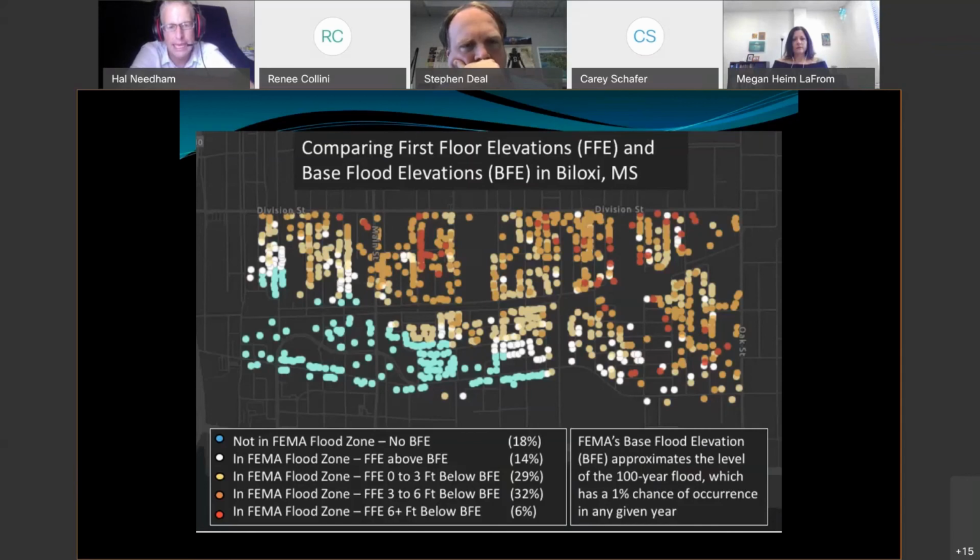And so we can see 18% of the buildings were not even in a FEMA flood zone, so they didn't have a base flood elevation, but 14% of the buildings were elevated above the base flood elevation, but then we can see the rest were below. So basically about 32% of the buildings were either not in the FEMA flood zone or elevated above BFE. The rest of them were basically below base flood elevation. So that's close to about 68%, or about 2/3 of the buildings were below base flood elevation for their area. So that was interesting. It shows us a snapshot of the vulnerability for those locations.